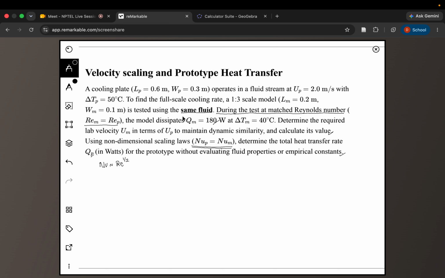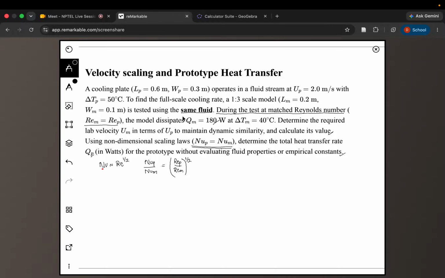But in some scenarios, you might not actually be matching the Reynolds number. Then this particular relation will not hold, but the scaling relation still holds. So if the Reynolds numbers are not matched, then you can still use the relation NUP by NUM equals, if they are the same fluid, this relation. But you have to be careful whenever you use this kind of relation because it implicitly assumes some things.